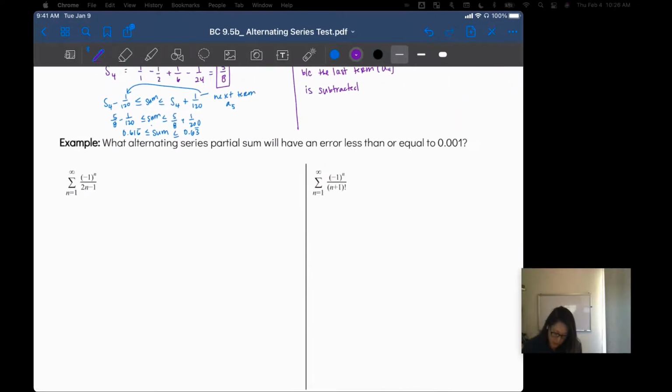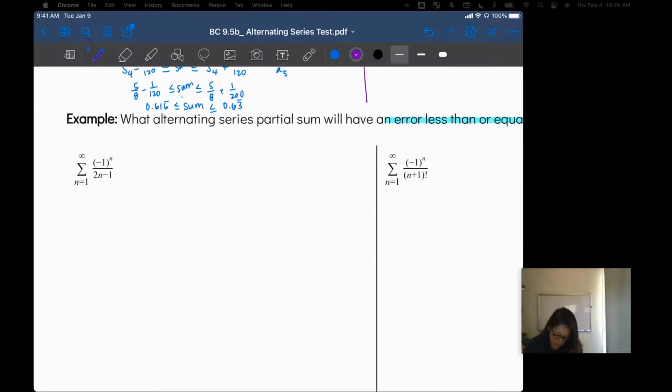Okay, so what we're going to find next is how many terms of our series I need to add so that the next term, or the error, is less than or equal to 1/1000th. So basically what we're saying is that the term a sub n needs to be less than or equal to 1/1000th. So what term is that?